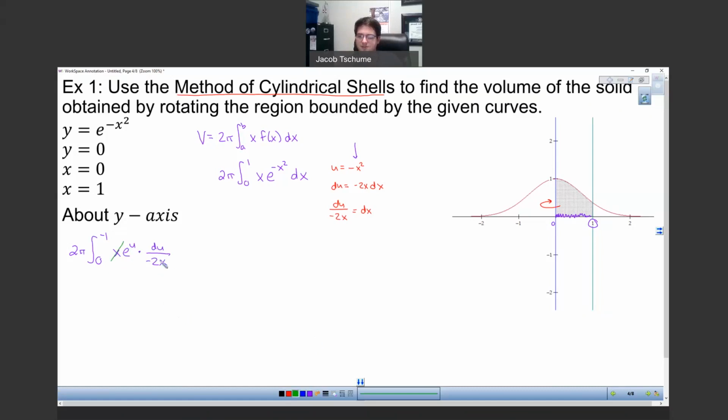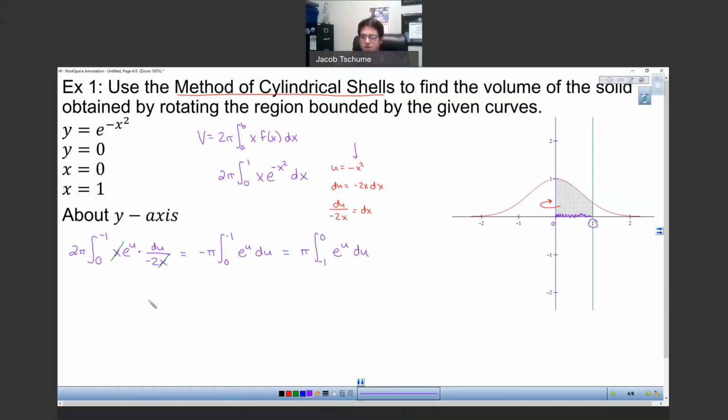This allows us to cancel the x's off. And when you factor that negative 1/2 out to the front, you actually end up with a negative pi times the integral from 0 to negative 1 of e to the u du. Now you notice that your parameters are backwards. We can fix that by flipping it over and bringing an extra negative out front. So we can rewrite this as pi times the integral from negative 1 to 0 of e to the u du.